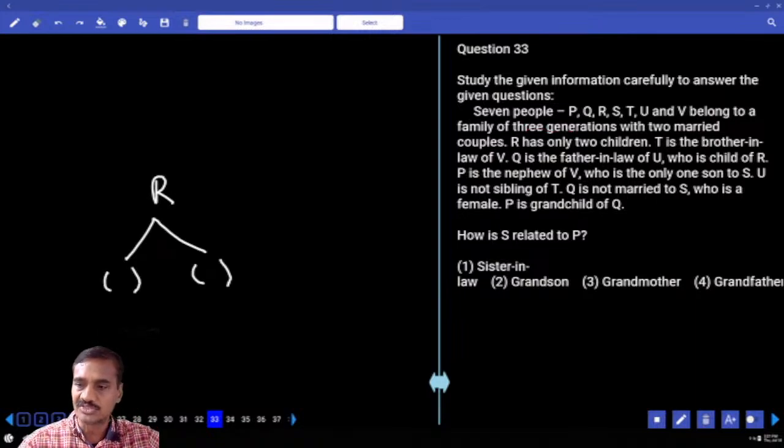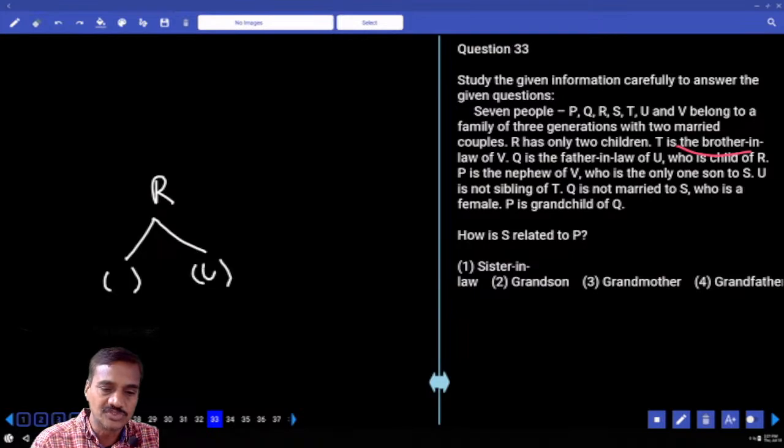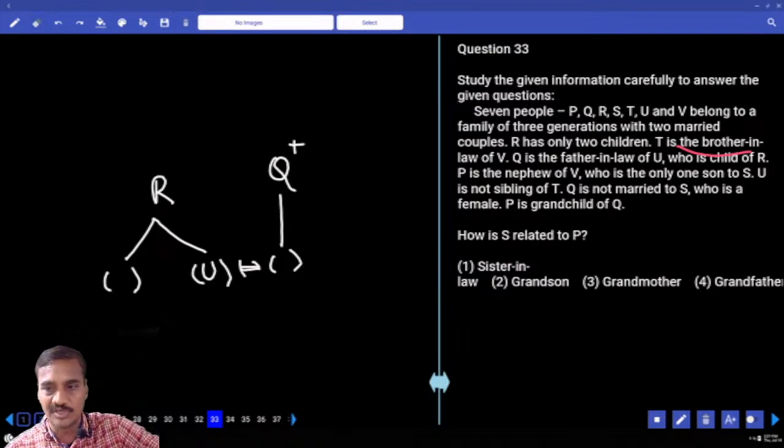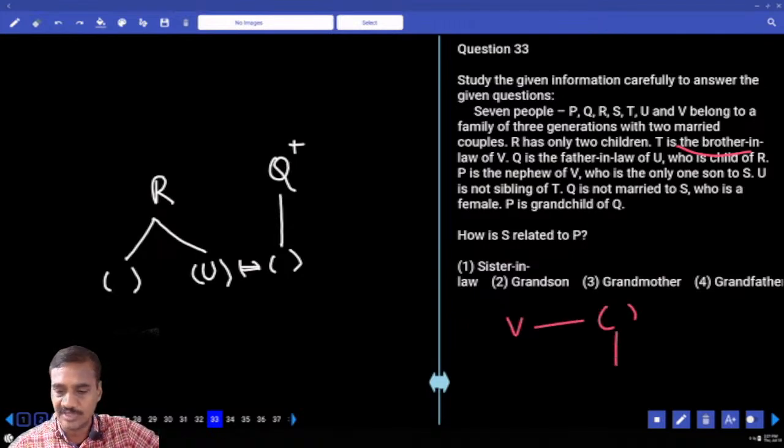Brother-in-law, sister-in-law, we will keep this for last. Next one, Q is the father-in-law of U. U is the child of R. U is here. Q is the father-in-law of U means U's spouse's father is Q. And Q is the father-in-law of T, Q is a man. U is the child of R. And P is the nephew of V, V's sibling's son is P.